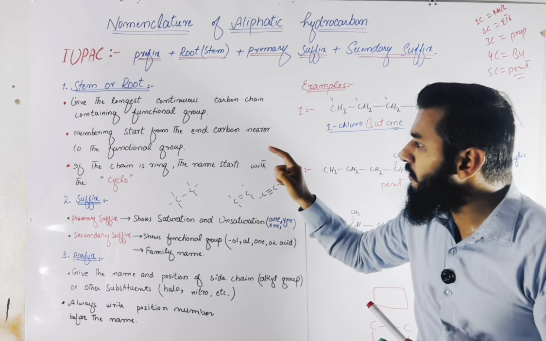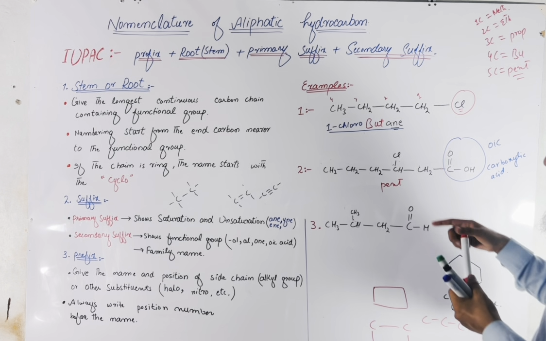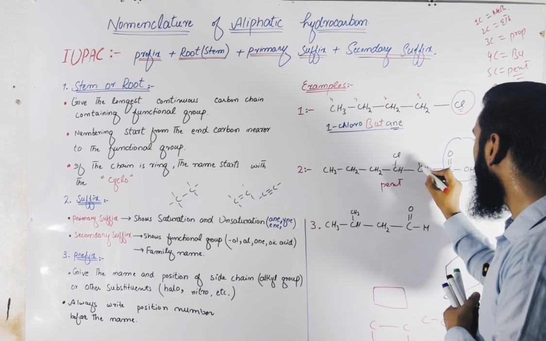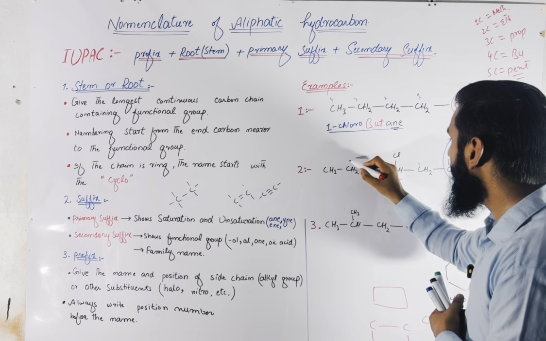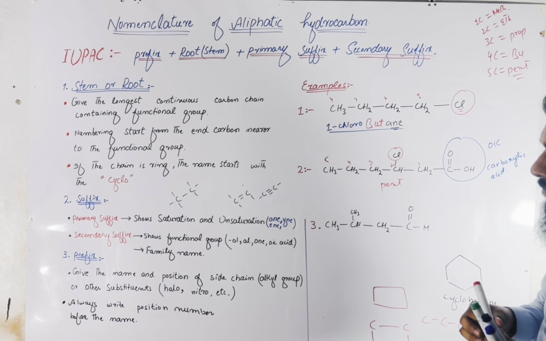Now, second, numbering starts from the end carbon nearer to the functional group. We know that this is the functional group, so we will start numbering from here. Carbon number 1, 2, 3, 4, and 5. This is also a functional group.